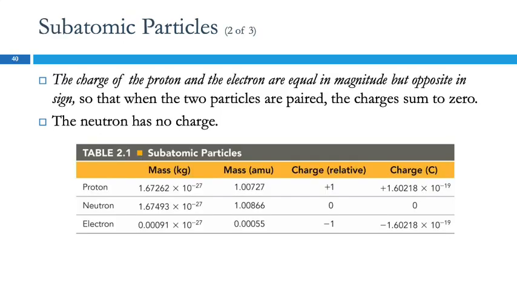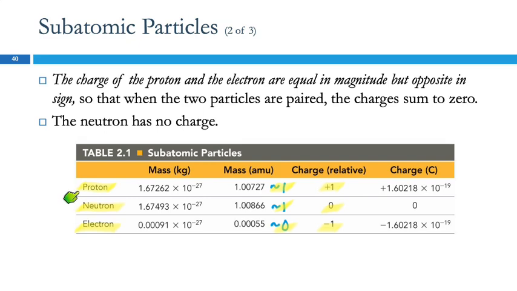The charge of the proton and the electron are equal in magnitude but opposite in sign. And then the neutron has no charge. So what do you need to know about all of this? Well, you need to know the names of these particles. You need to know relative mass. So this is 1, this is 1, and this is 0. You need to know relative charge.